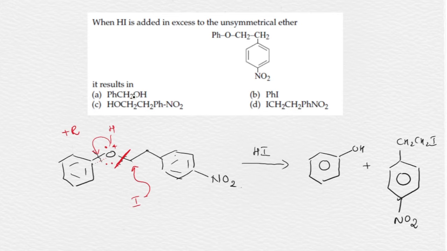And check for the options now. Here benzyl alcohol is there, not possible. Phenyl iodide, not possible. What about here? You see NO2Ph, CH2, CH2, iodine. So where do we have it? In option D, but not C. Therefore, the correct option is D.